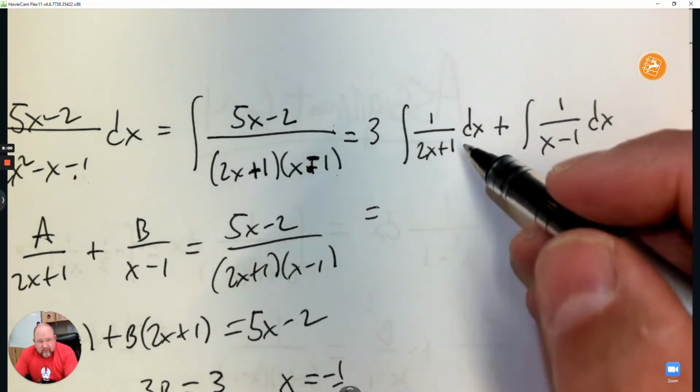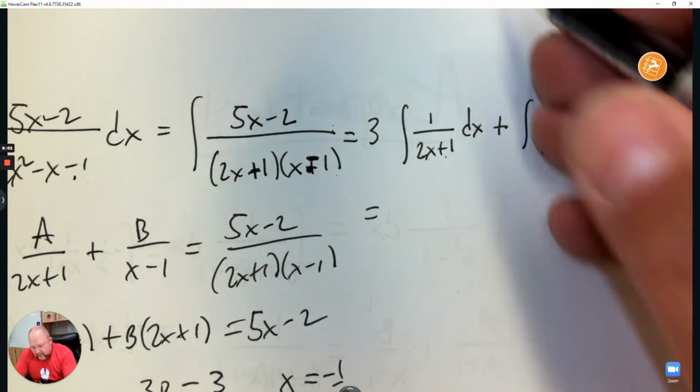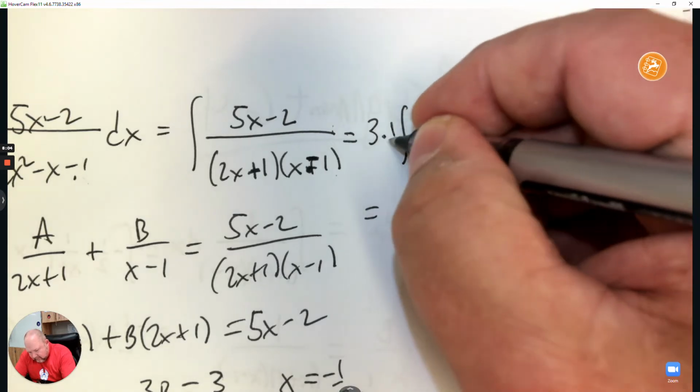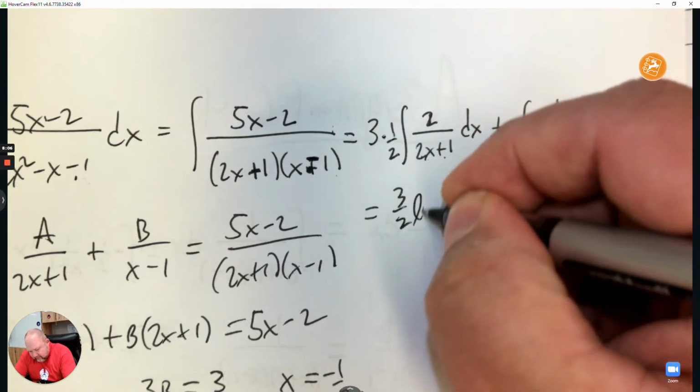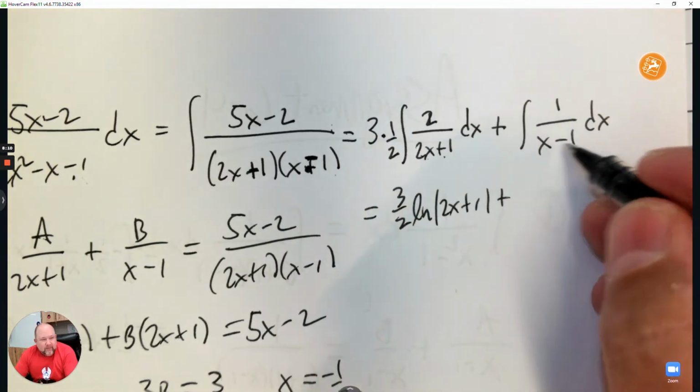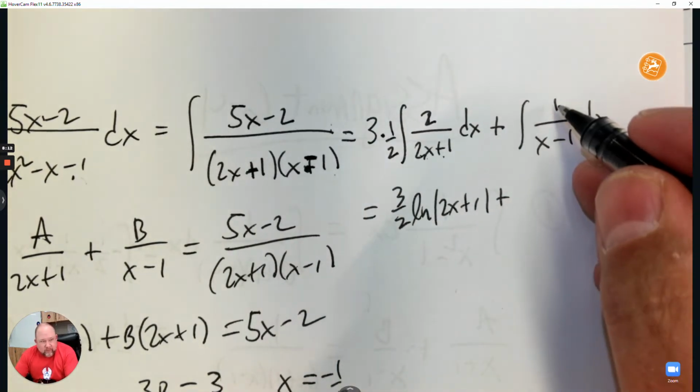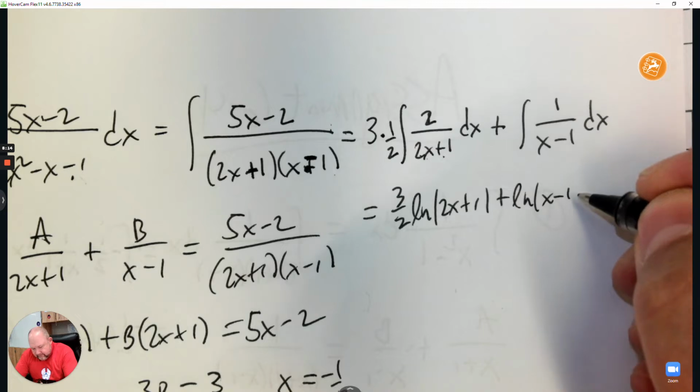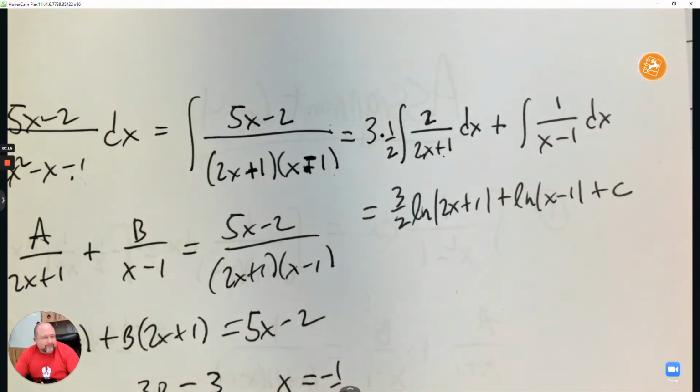Now integrate what you see. The derivative of 2x plus 1 is 2. So it was a 1, it became a 2, so I need a 3 over 2 and then a logarithm with the denominator. This one's ready to go. The derivative is equal to 1, so that's ln x minus 1 plus c. All right, number 4.